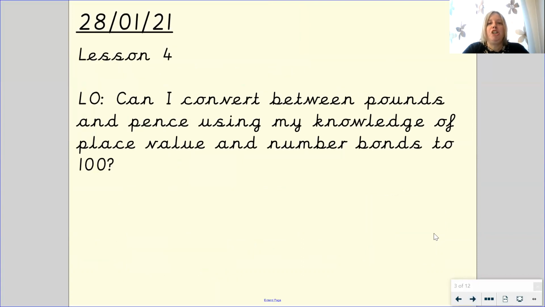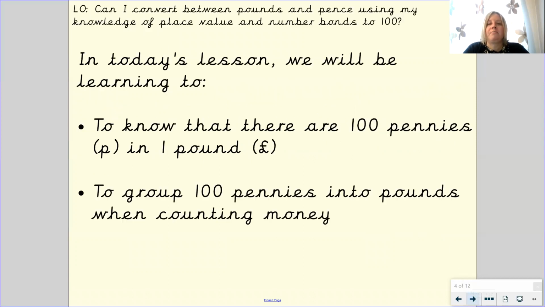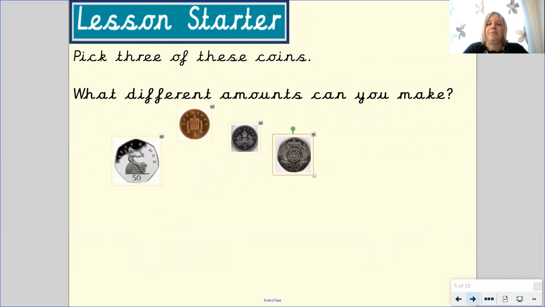Let's move on to our new learning. Today, our learning objective is, can I convert between pounds and pence using my knowledge of place value and number bonds to 100? In today's lesson, we will be learning to know that there are 100 pennies in £1. We will also be grouping 100 pennies into pounds when counting money.